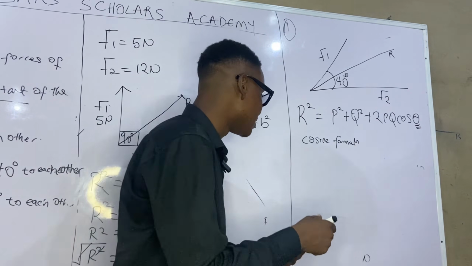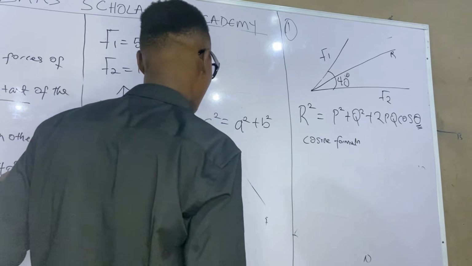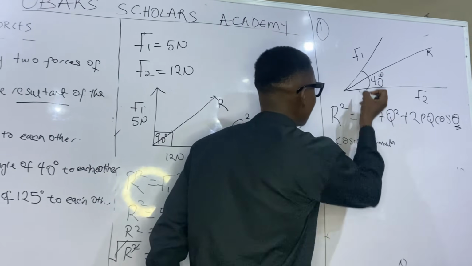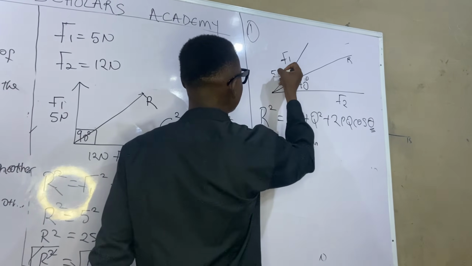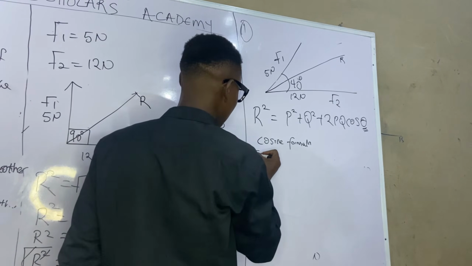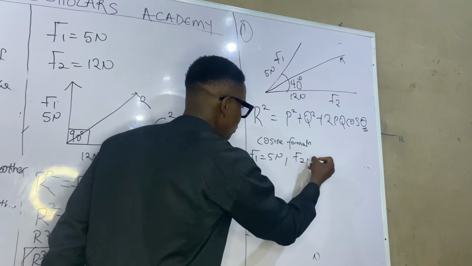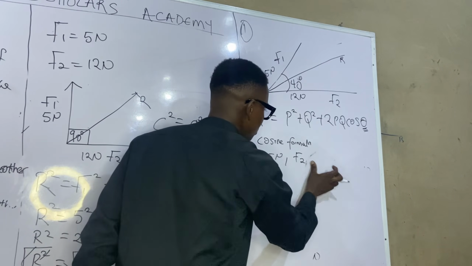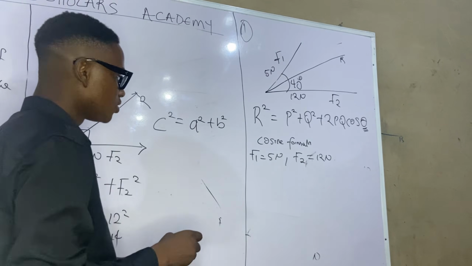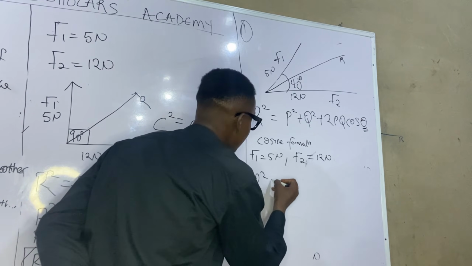So let's solve the second question. The second question says they act at an angle of 40 degrees. If we look at our parameters, F1 is still 5 Newton, while F2 is still 12 Newton. So let's use the cosine rule. That will be R squared equals what?